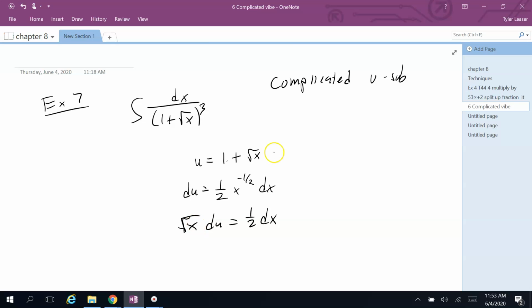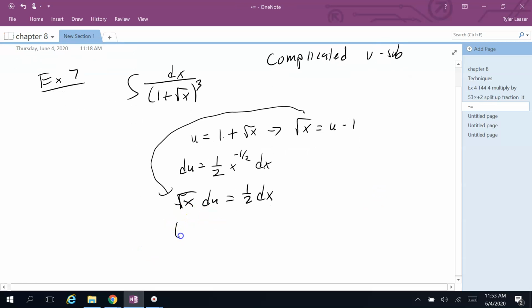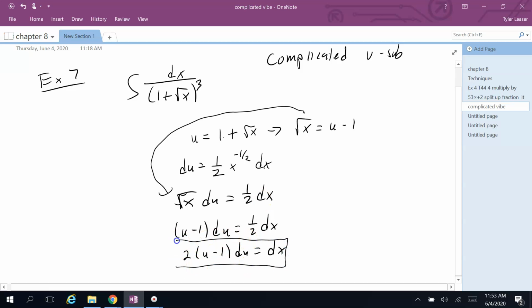And then what I'm going to do is rewrite my u substitution, solving it for the square root of x. If I solve for this square root of x by subtracting the 1 over, I get square root of x is equal to u minus 1, and I'm going to substitute that down here. So instead of square root of x du, I'm going to write that as u minus 1 du is equal to 1/2 dx. Now I can move the 2 over just by multiplying it and write that as 2 times u minus 1 du is equal to dx. All right, we did a lot there. But what's important is this line and this line.